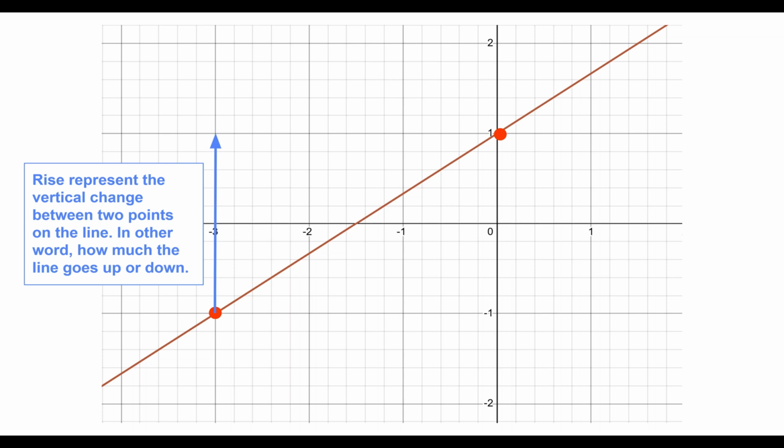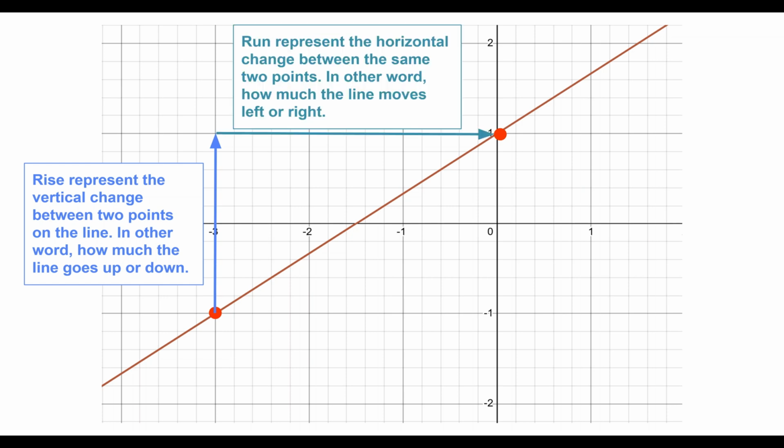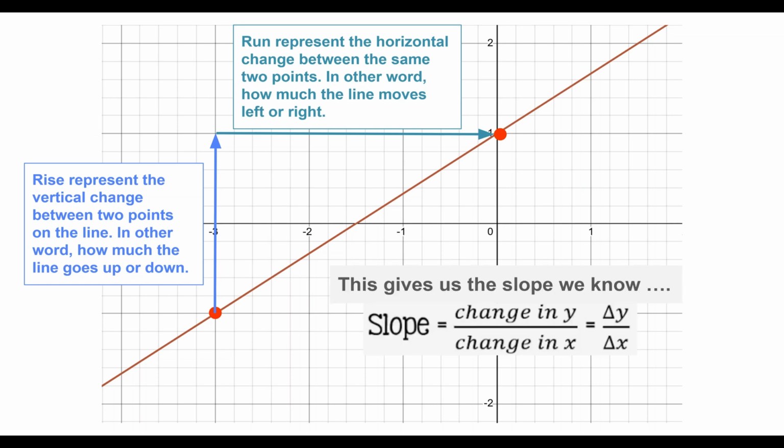The rise is basically the distance between the first point and the second point vertically. It represents the vertical change between 2 points on the line. How many steps am I going up or down? Run represents the horizontal change between the same 2 points. That means how many steps am I going to the right or to the left?